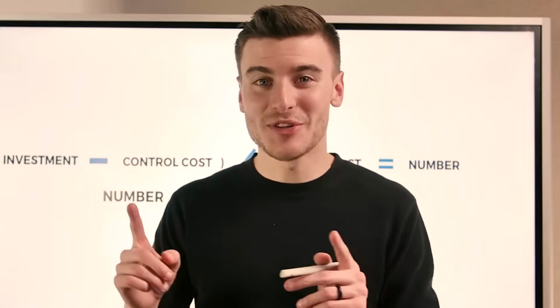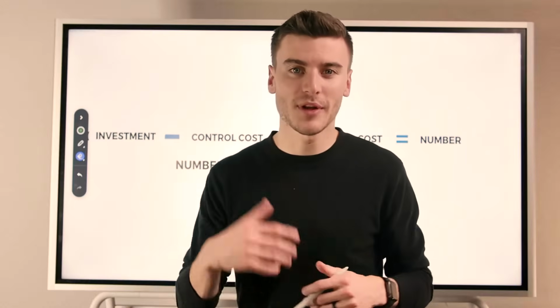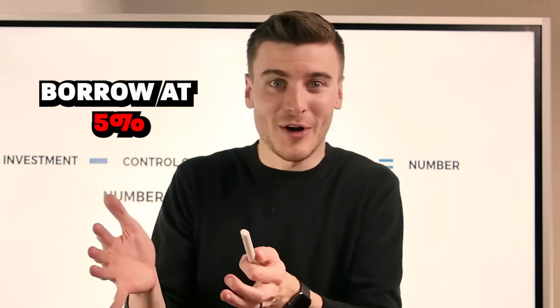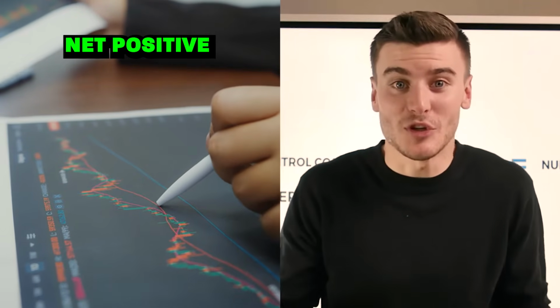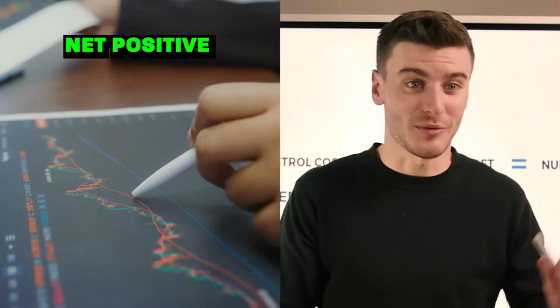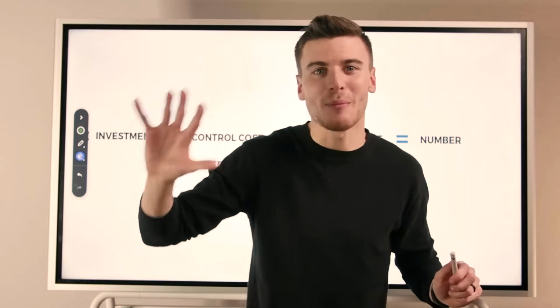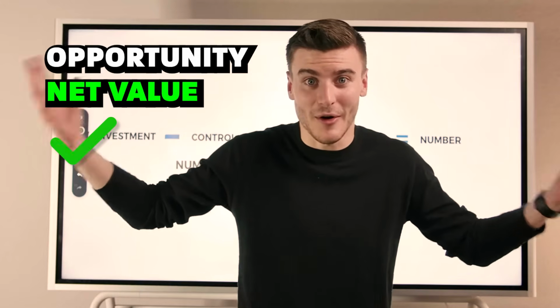In this video, we're actually going to do the control cost calculation on the whiteboard, and we're going to talk about if you could borrow at 5 and you could earn a greater rate of return than 5, that would be a net positive. You're essentially using leverage and your cash is still growing in your policy. It's going to do that regardless. Now your opportunity is creating a net value. And so those two things together obviously are an amazing thing.